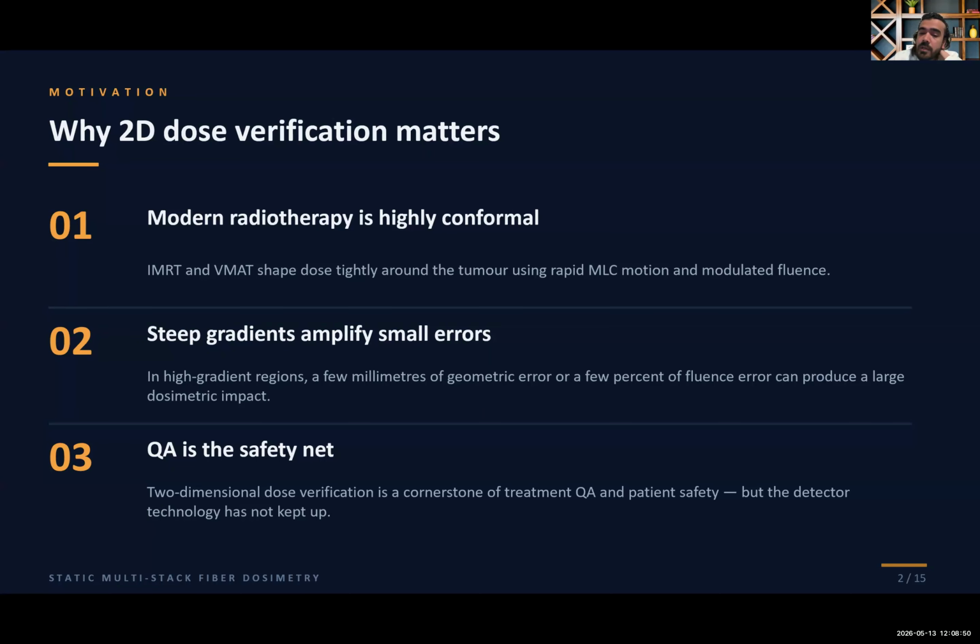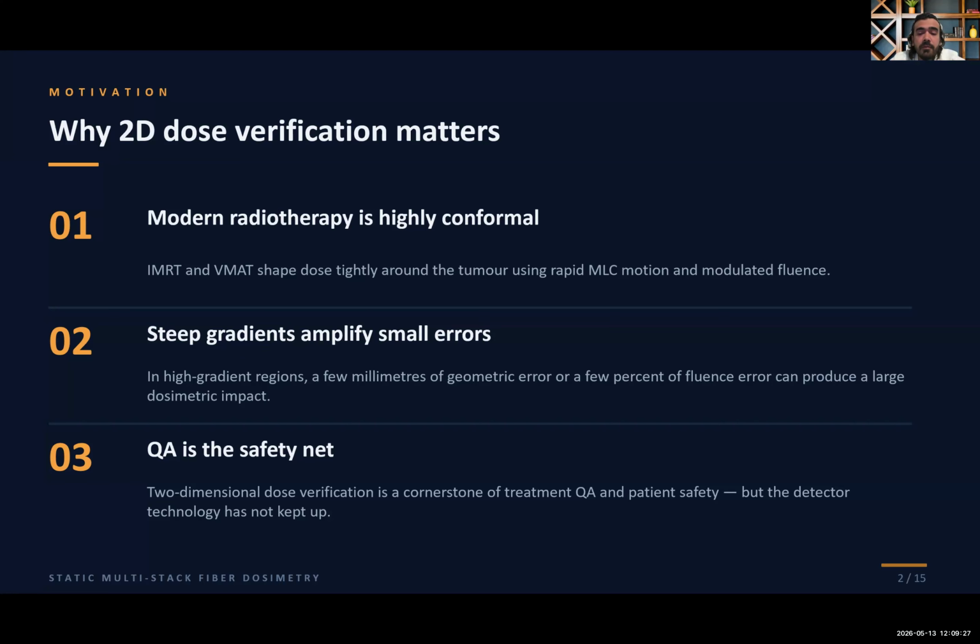The same steep dose gradients that protect healthy tissue also make the delivery much more sensitive to small errors. A geometric shift of a couple of millimeters or a fluence deviation of a few percent can have very different consequences depending on where it lands. In a flat plateau region, it barely matters; in a high gradient region, the same error can translate into a clinically significant dose discrepancy, either an underdose at the target or an overdose to a critical structure.